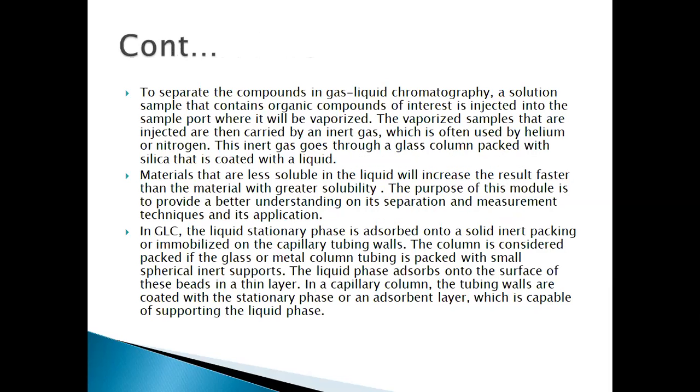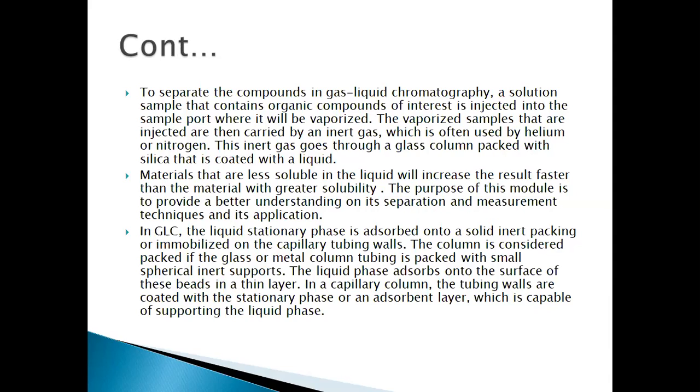To separate the compounds in gas liquid chromatography, a solution sample that contains organic compounds of interest is injected into the sample port where it will vaporize. The vaporized sample is then carried by an inert gas, which is often helium or nitrogen. The inert gas goes to a glass column packed with silica that is coated with a liquid. Materials that are less soluble in the liquid will elute faster than the materials with greater solubility. The purpose of this model is to provide a better understanding of its separation and measurement techniques and application.